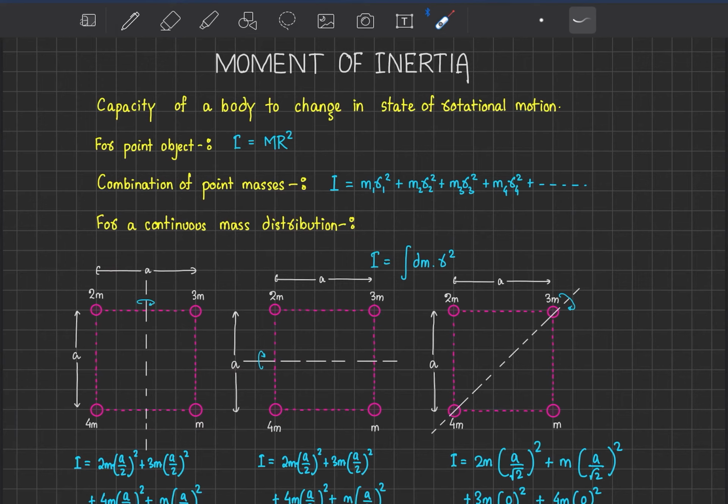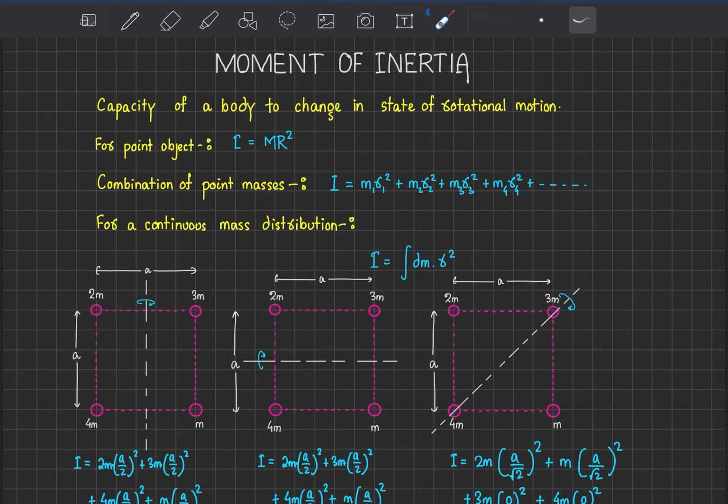Similarly, to rotate a body at rest, or to make it rest, meaning when a body is already rotating and we want to stop it, in both cases, if the moment of inertia of the body is high, then it will be difficult. If the moment of inertia is low, then it will be easy.